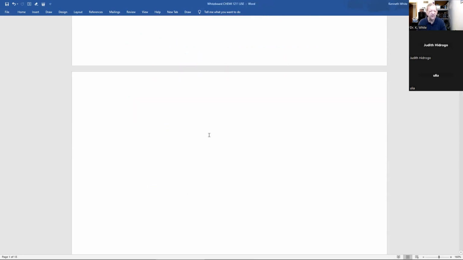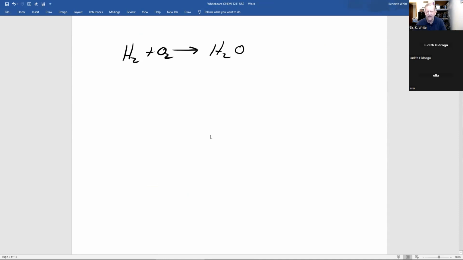So let's look at this reaction. Hydrogen gas plus oxygen gas makes water. And the question is, is it balanced? And the answer is no. How do I know it's not balanced?